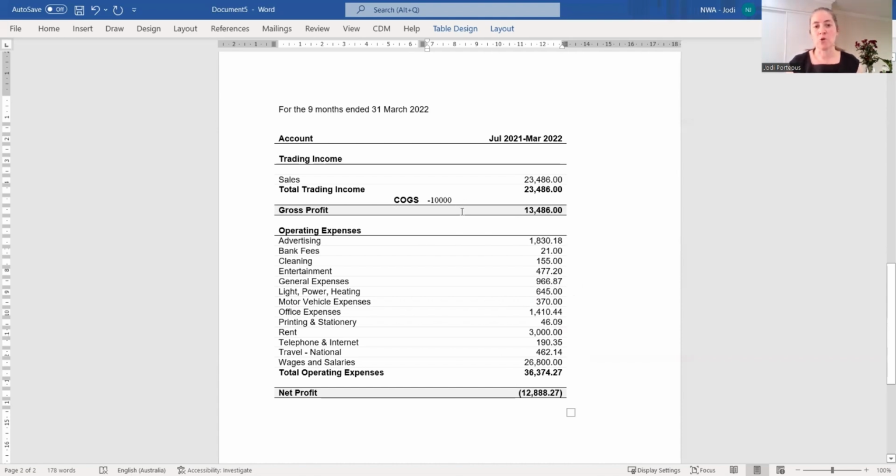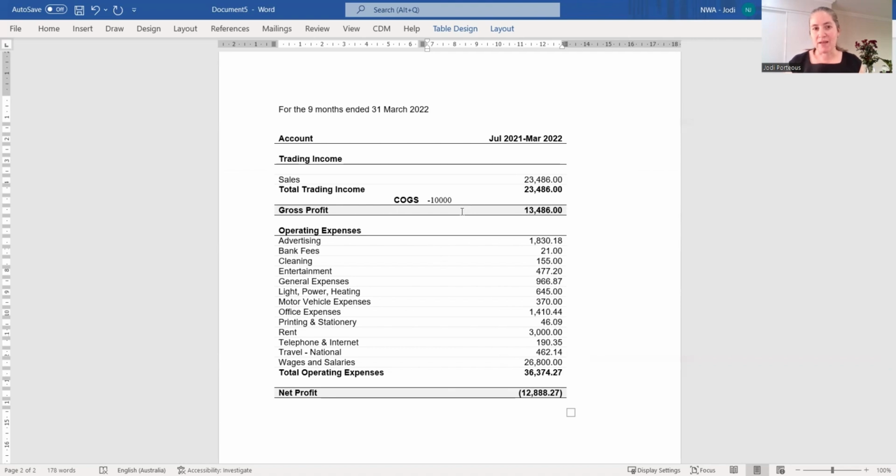So cost of goods sold will be stock or materials that you use to produce things that you then sell. And then your operating expenses are the things that you are then spending on a regular basis for your business. So things like advertising, cleaning, entertainment, motor vehicle expenses, stationery, wages and salaries.